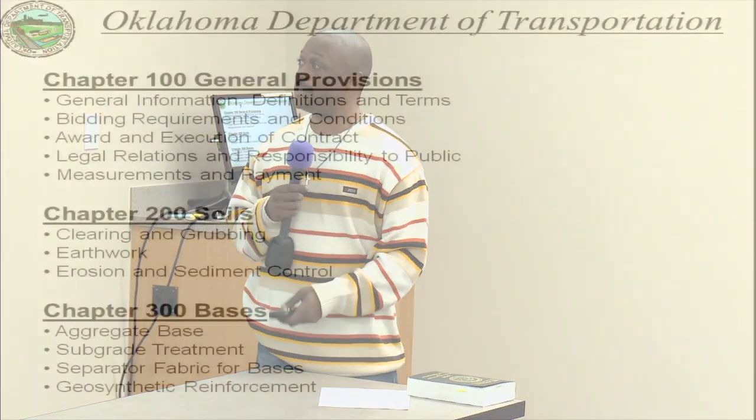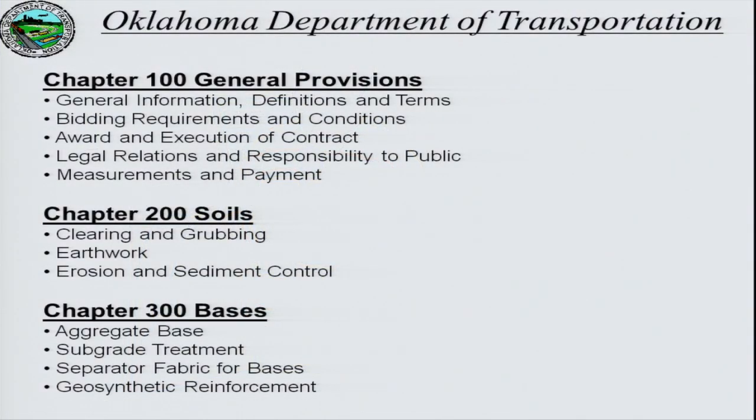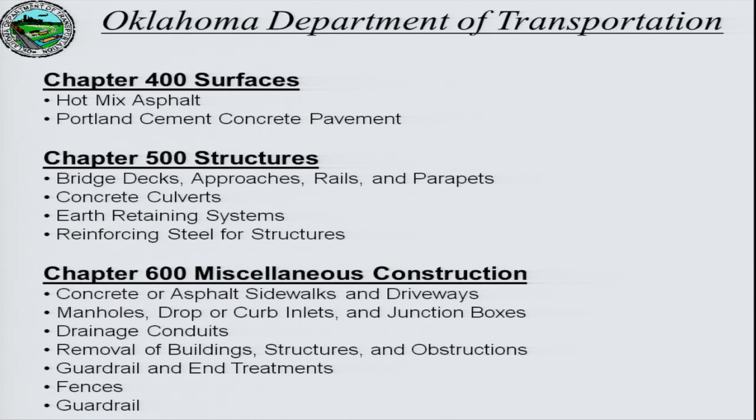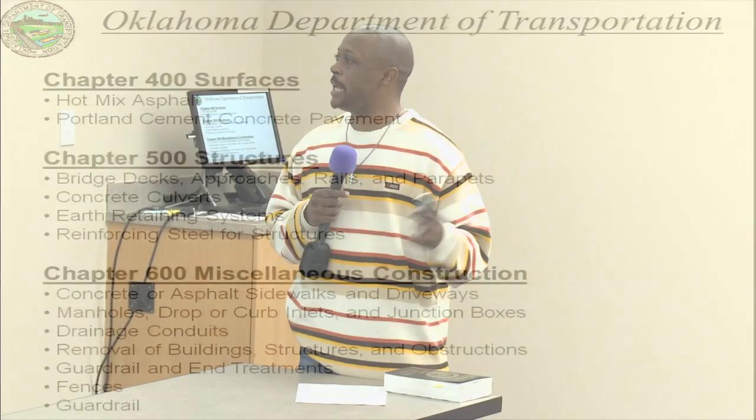After that, we get into more specifics about the actual work and how we pay for it. So chapter 200 will be the soils, erosion control, sediment control. The stormwater management is also found in that section. We talked about that in section 220. Chapter 300, bases. 400 are surfaces, is concrete and asphalt. 500 would be our structures, bridges, culverts, retaining walls, things of that nature. 600 would be our miscellaneous construction items, sidewalks, manholes, different buildings and structures, things like that, fences and guardrail.